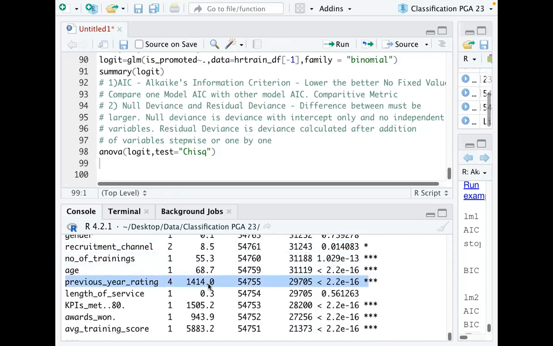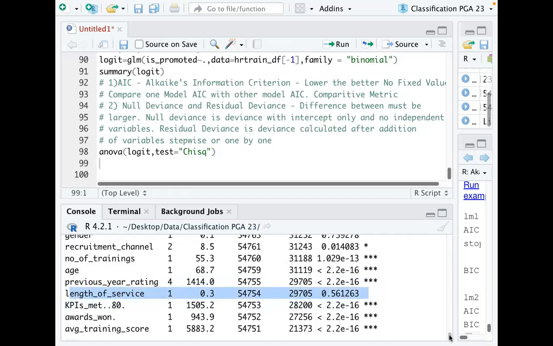1,414 points it is causing the deviance. So it is considered as a significant variable. Now length of service is 0.3. That's why it is considered as an insignificant variable. You see here, there is no significance here.